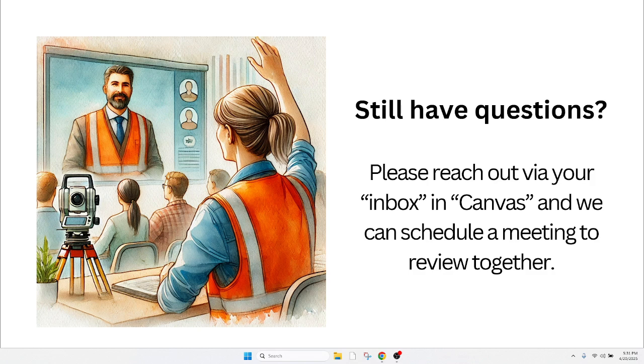I hope this explains how townships are identified and numbered. If you still have any questions, please reach out.